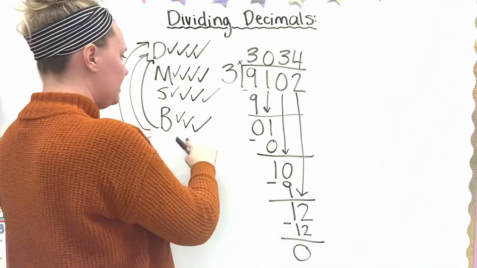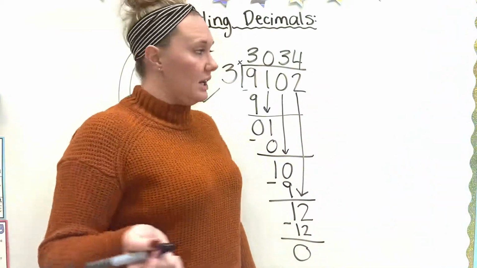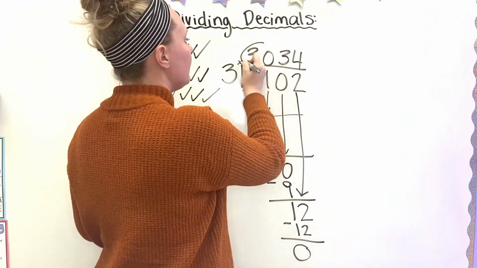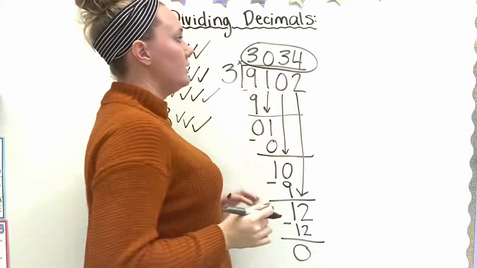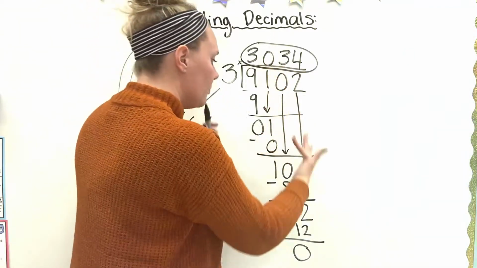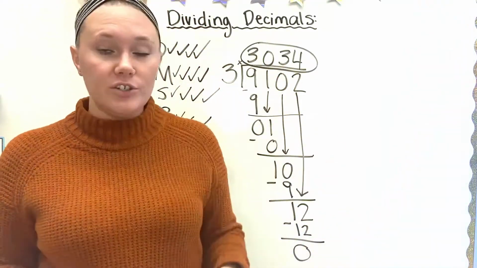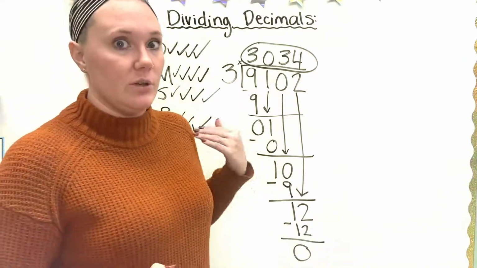My next step would be to bring down. But look, there's nothing left to bring down. So I don't need to bring anything down. So that means my quotient is 3,034. So that's the process of just regular old division. So now that you know the process of regular division, we're going to jump right into decimal division. So let's get started with that.